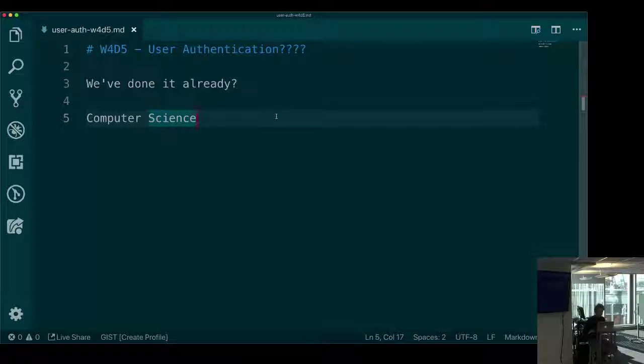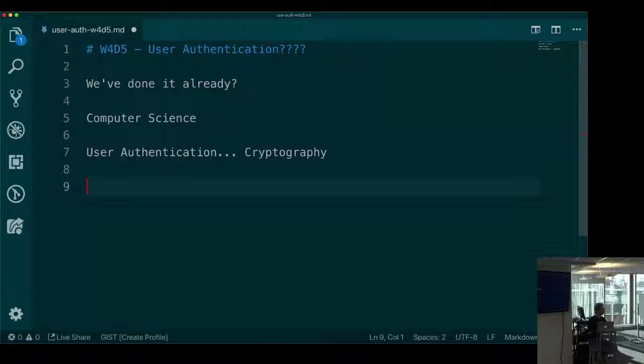Now, when I say user authentication, that's just the title of the lecture, but I'm going to be diving a little bit more into cryptography. Whoa, make some crypto, bro. Yeah, so we're hopping into some cryptography, and we'll take a look at what that means.